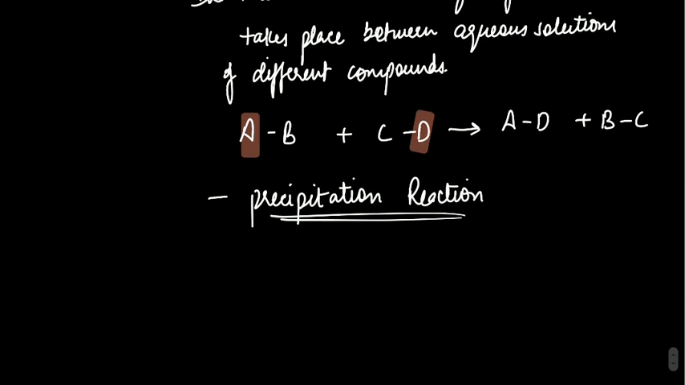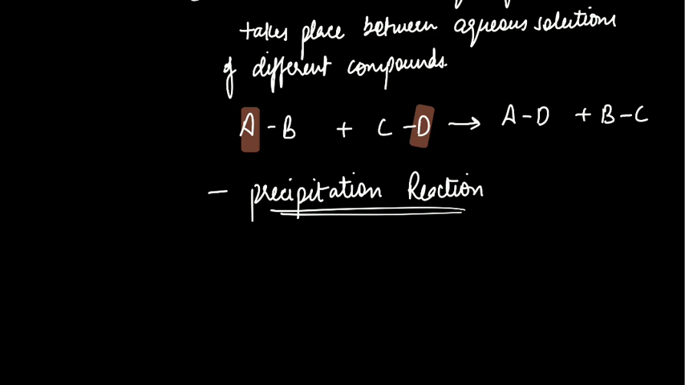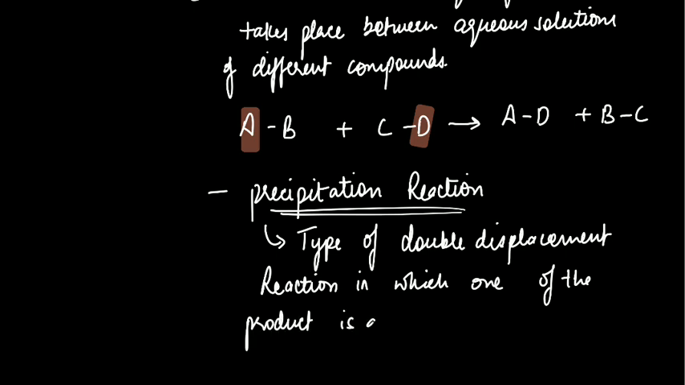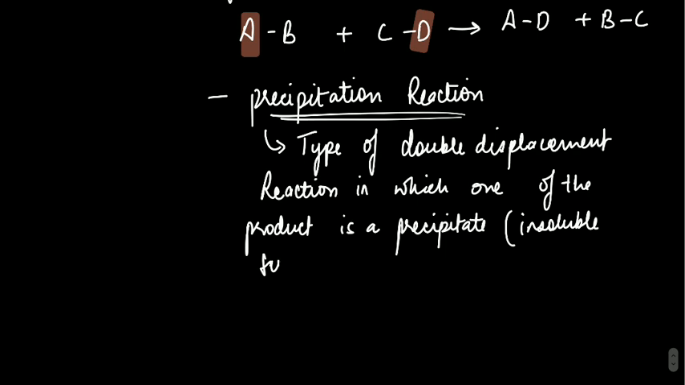So if we say precipitation is a type of double displacement reaction where one of the products is an insoluble substance, in which one of the products is a precipitate. It's an insoluble substance which is going to settle at the bottom.